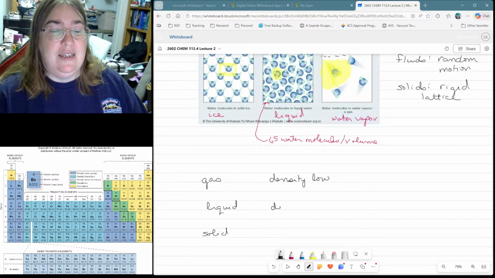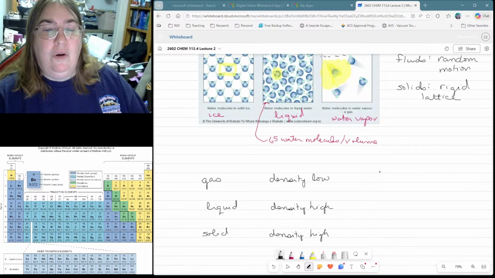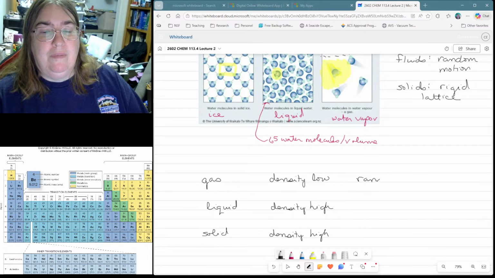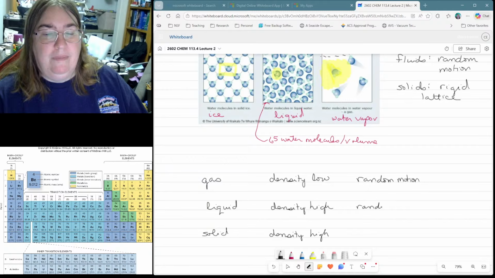So this density high, density high, random motion, random motion, fixed, so no motion.